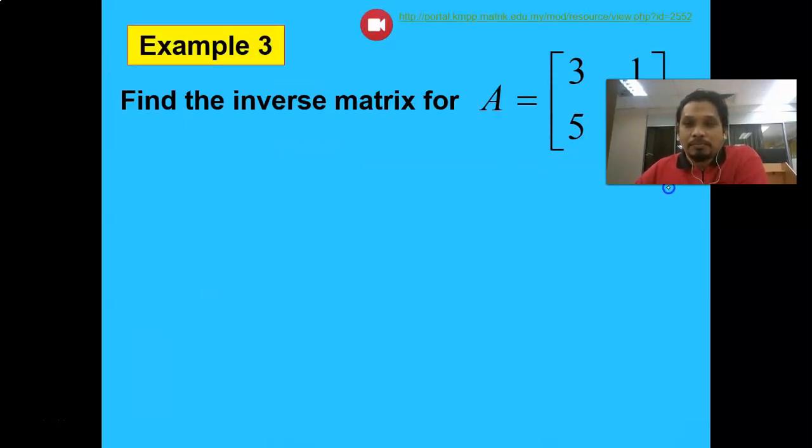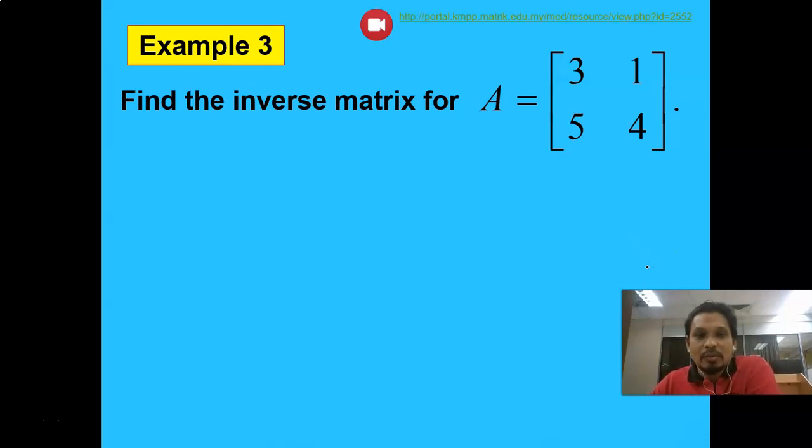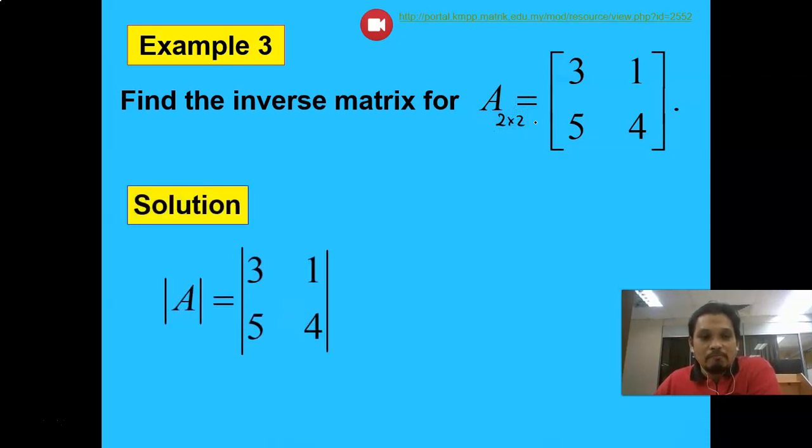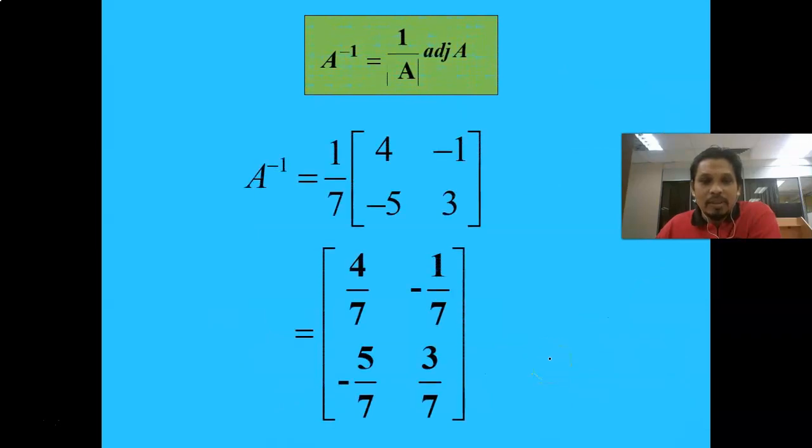Example 3. I'm not going to spend a long time on this. We call the matrix A because its size is 2 times 2. The determinant is AD minus BC: 3 times 4 equal to 12, minus 1 times 5, then 12 minus 5 equal to 7. Okay, the adjoint here. Then the inverse, there you go: 1 over 7 multiplied with every single element of this adjoint.